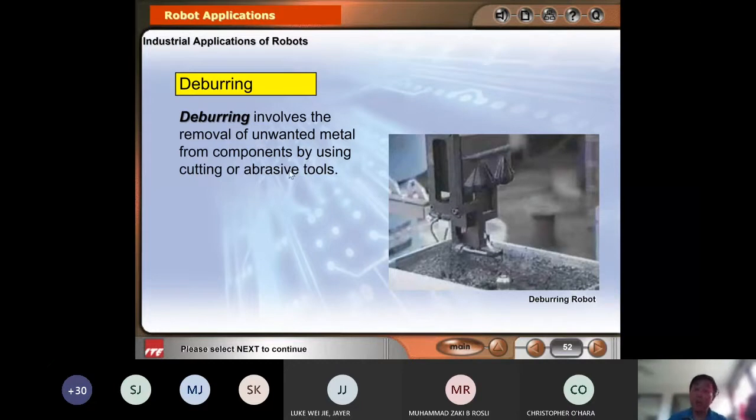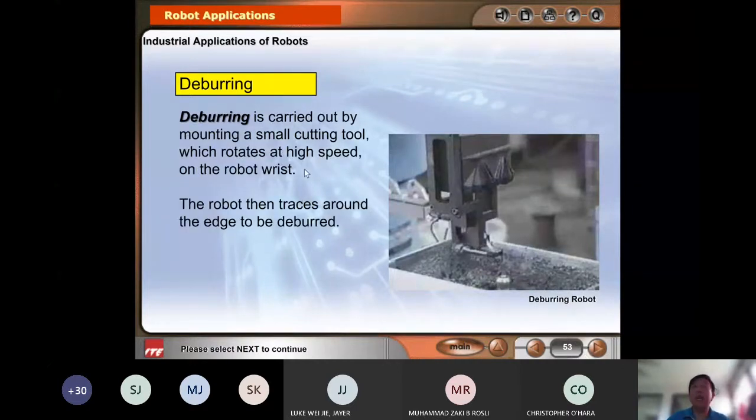And typically we use a file. But for robots, they will actually use a rotary sandpaper type of tool to remove all the sides. Right? Okay, and it's very, very high speed.